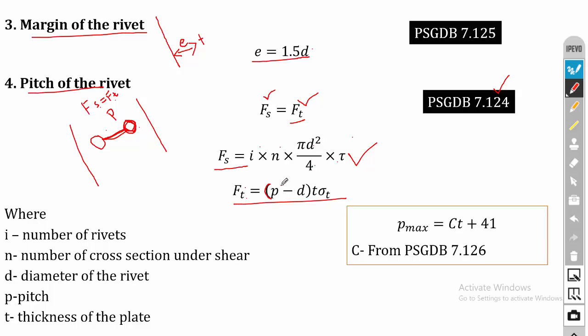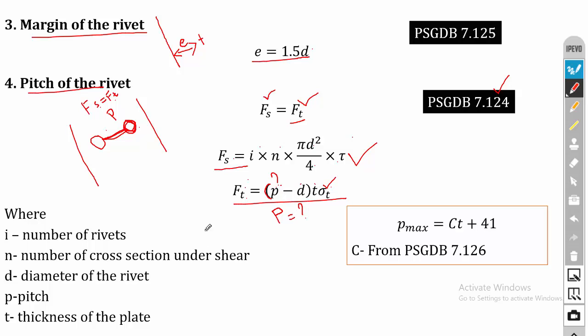So Ft is equal to P minus D into T into sigma T. Okay, so here P is the pitch, D is the diameter of the rivet. So actually P we have to calculate. Then T is the thickness of the plate, and sigma T is the tensile stress acting on the plate. Okay, so sigma T will be directly given. So by equating this Fs and Ft, you can calculate the P value, because except the P value, we know all the remaining values. Okay, fine. So you can calculate the pitch value.